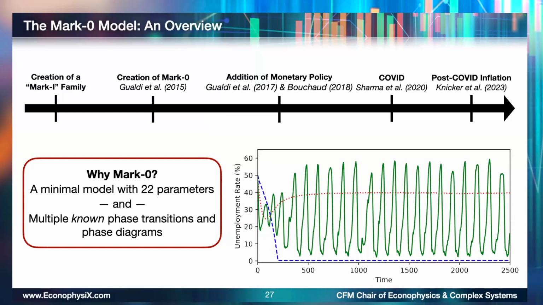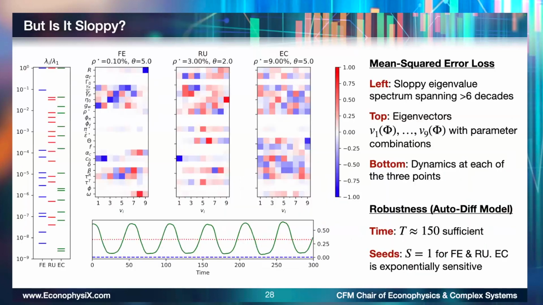But to do that, let me first show you that this model is indeed a sloppy model. On the far left-hand side, you can see what happens when you take these 22 parameters and compute the eigenvalue spectrum. You have one eigenvector, the stiff direction, and a lot of other directions in the parameter space that are comparatively unimportant. You can see, in fact, it spans over 9 decades as far as the eigenvalues go.